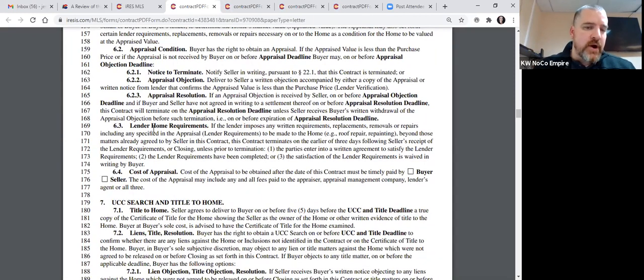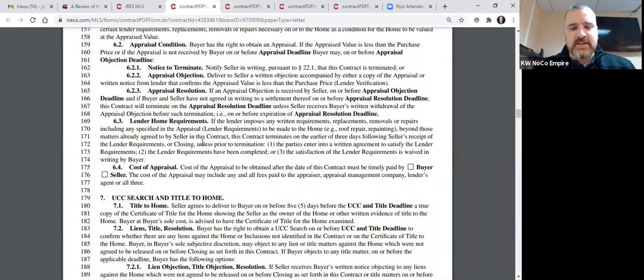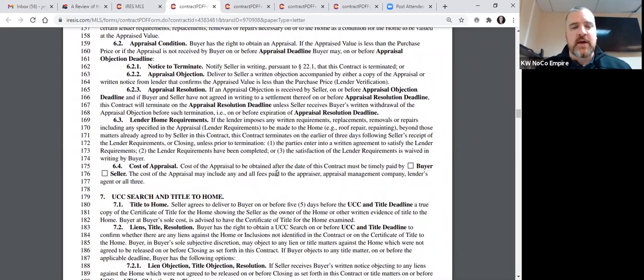Again, it's not lender property requirements, it's lender home requirements, because the lender is not lending on the lot. The lender is only lending on the home. And so in most cases, the lender probably is not going to require repairs to the lot itself. I suppose it theoretically could be possible, but in most cases, they're concerned about the collateral, which is the home. Okay. So all that stuff operates similar to contract to buy and sell.